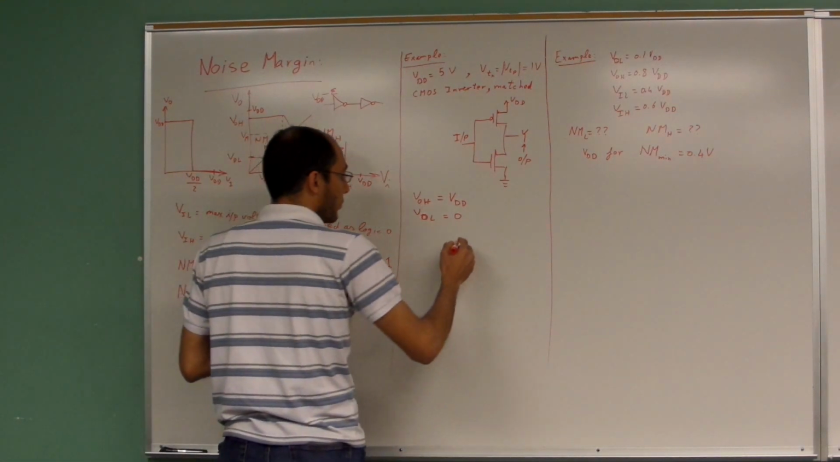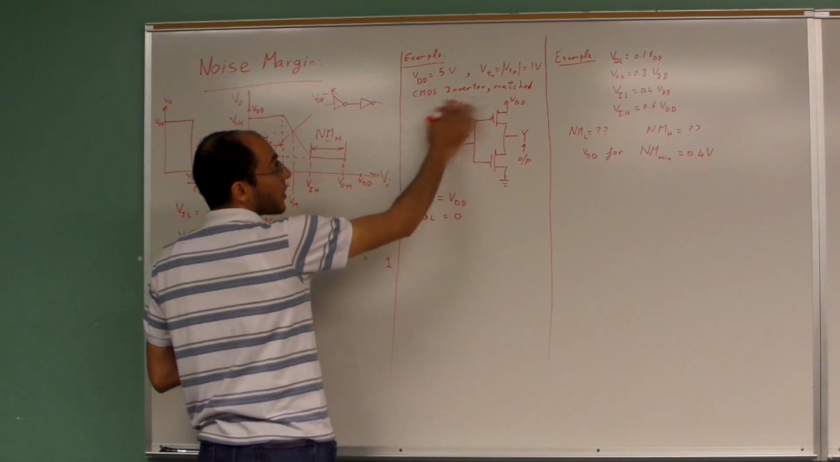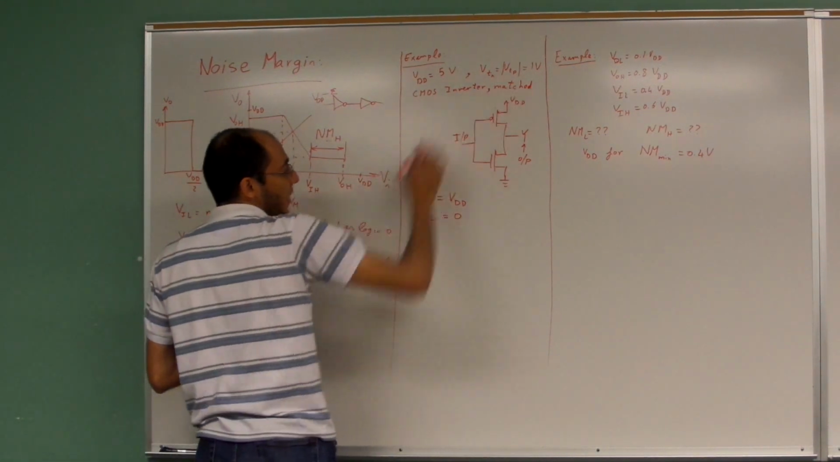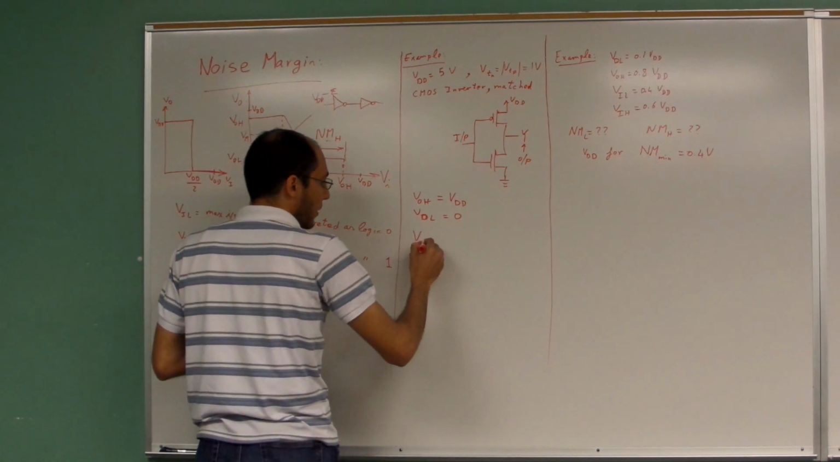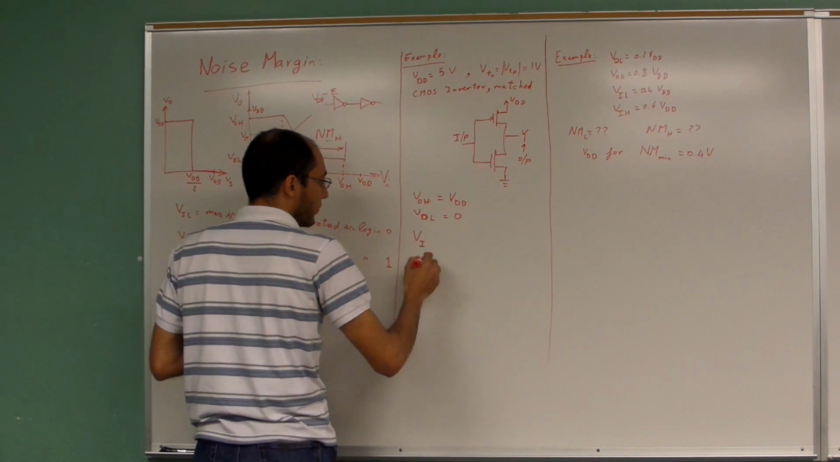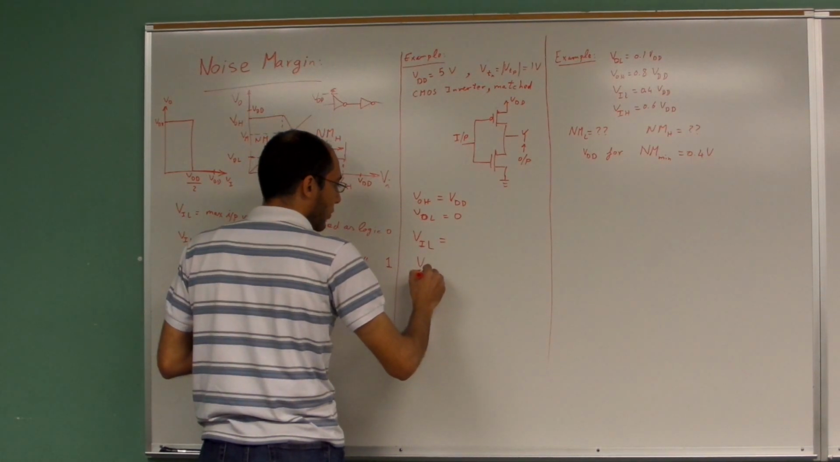Actually, these are the properties when it is a CMOS inverter. It's not when it's matched. When it's matched, we have V input low equals and V input high equals.